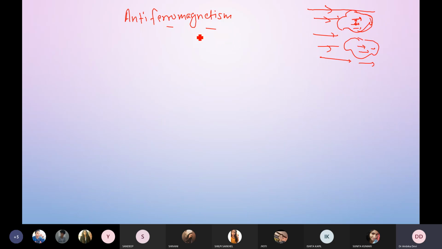Okay, but in case of antiferromagnetism, there are some materials in nature which do not follow this kind of behavior. In these materials, the formation of domains will take place, but the interaction energy between these two atomic dipoles will be opposite to the direction of the applied field. Okay, so these domains will be magnetized, but they will be less magnetized as compared to the ferromagnetic materials. The magnetization is weak in these kind of materials, right?